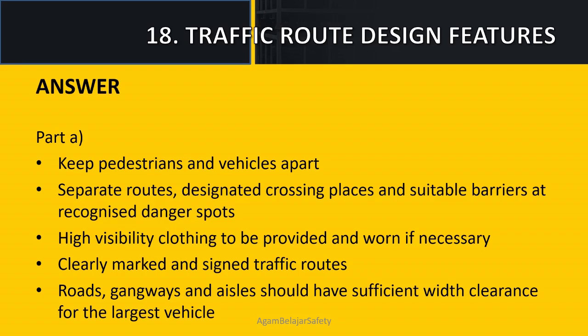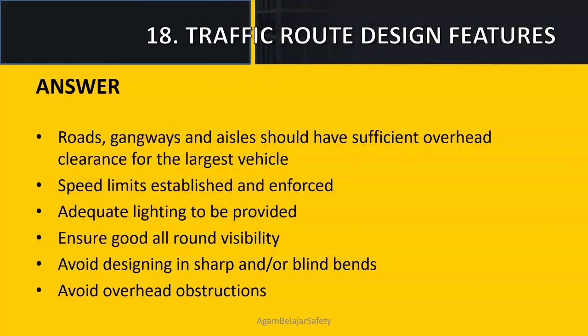Roads, gangways and aisles should have sufficient width clearance for the largest vehicle. Roads, gangways and aisles should have sufficient overhead clearance for the largest vehicle. Speed limits established and enforced. Adequate lighting to be provided.